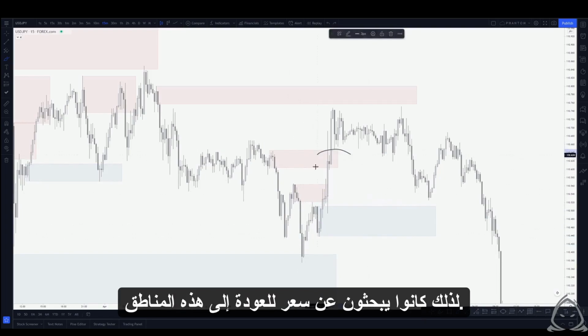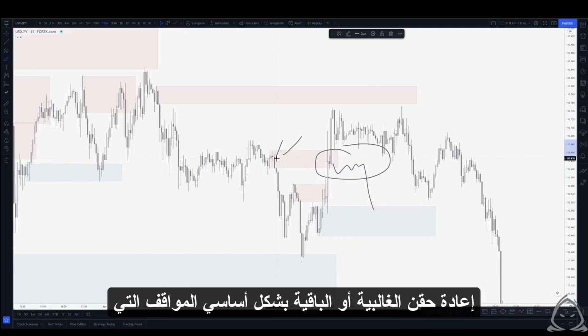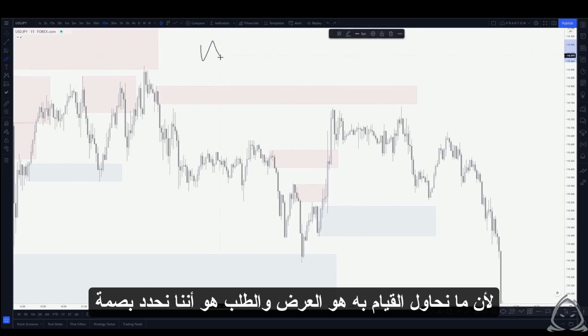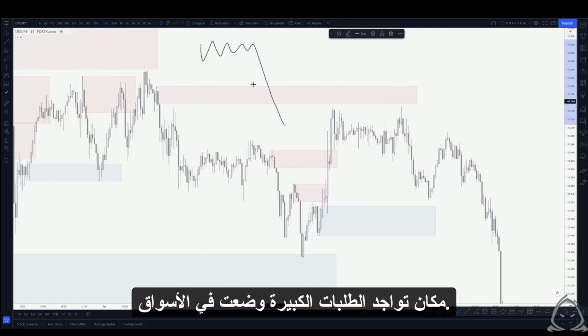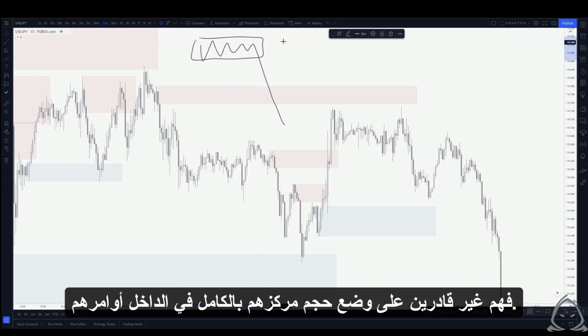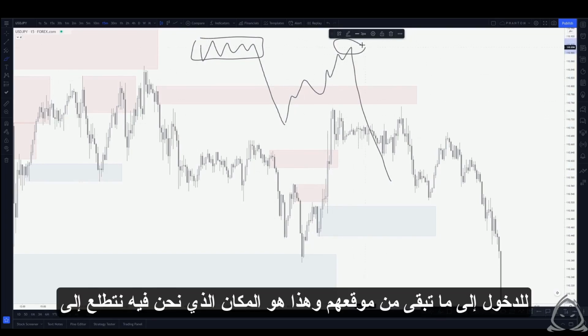And as a result, we're looking for price to return to these areas to rebalance those orders, essentially re-injecting the majority or the remainder of the positions that were created or entered on the first creation of that zone. Because essentially what we're trying to do with supply and demand is identify a footprint of where large orders have been placed in the markets. We know that when institutions are entering large orders, generally speaking, they're not able to put their entire position size within their orders, so they're banking on price to return back to the zone in order to enter the remainder of their position, and that's where we're looking to target.